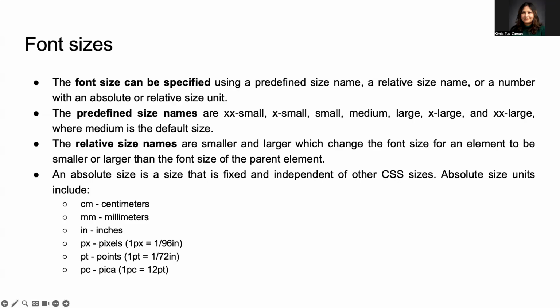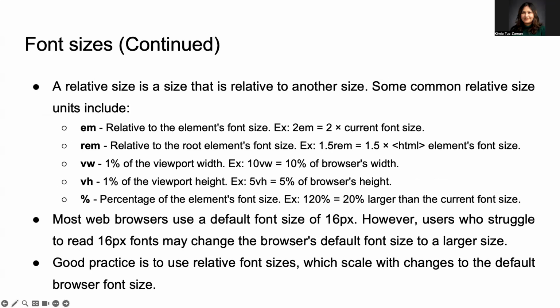The most commonly used unit is pixel in CSS, but we can also use cm for centimeter, mm for millimeter, and in for inches. Relative font size adjusts based on another size, making text more flexible across devices and user settings.